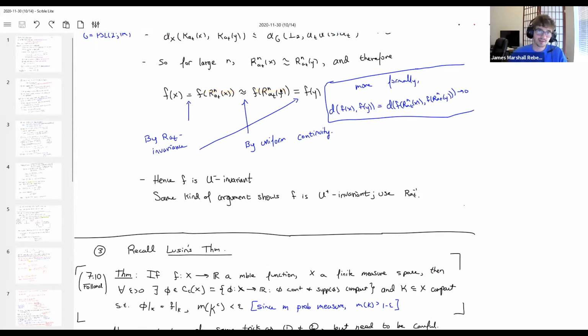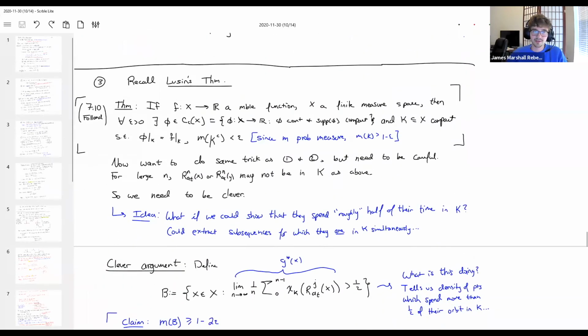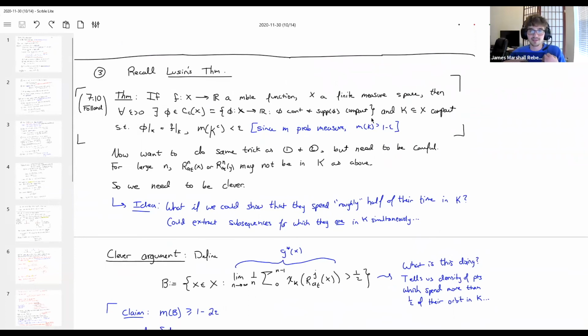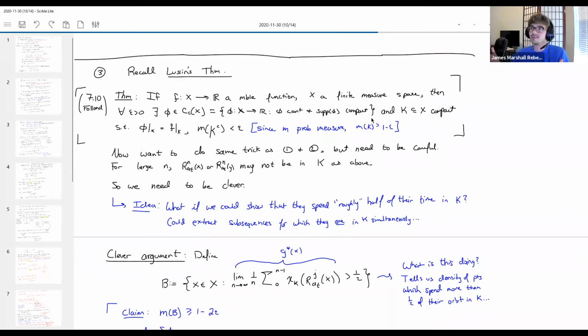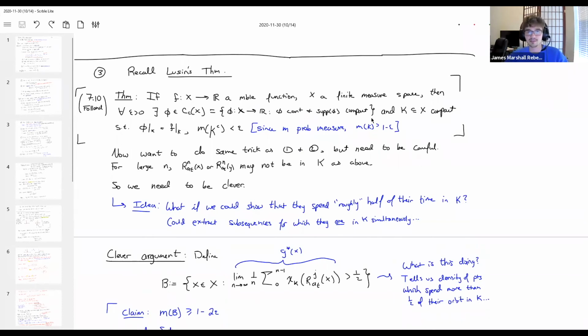So the trick, and this is the clever part of the argument, is we want to figure out a set K, or a place where they spend roughly half of their time. Or we want to find that almost every point in K spends roughly half of its time asymptotically in K. And then we could extract subsequences which are both in K simultaneously, and then we can use this uniform continuity argument.